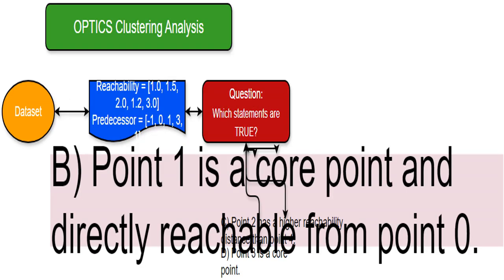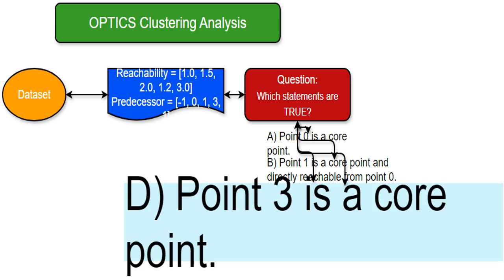I'm examining whether point 1 is a core point directly reachable from point 0. The predecessor of point 1 is 0, indicating it's directly reachable from point 0. Its reachability, 1.5, is finite, suggesting it is also a core point. I'm determining if point 3 is a core point. Point 3 has a reachability of 1.2, which is finite. However, I need more information, the epsilon value, to definitively determine whether it's a core point or not. I can only conclude it's a possibly core point.